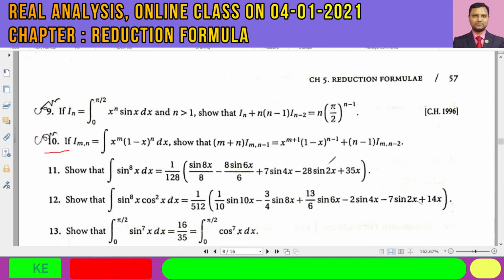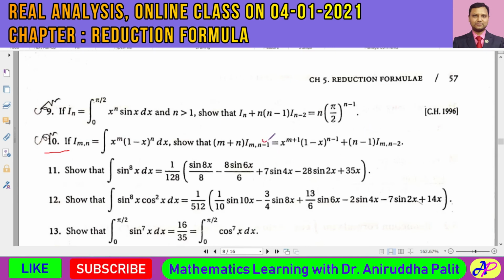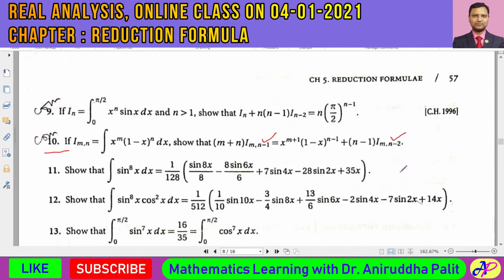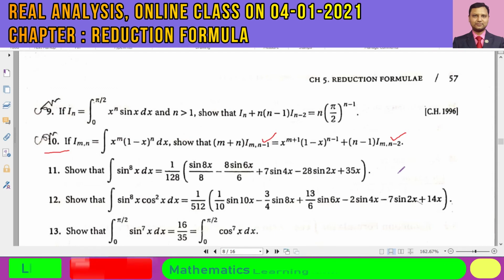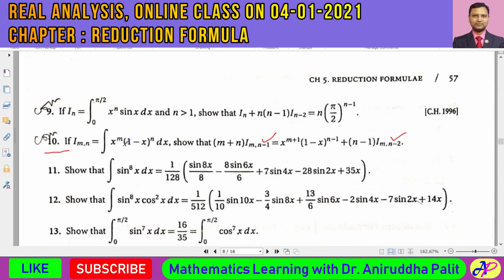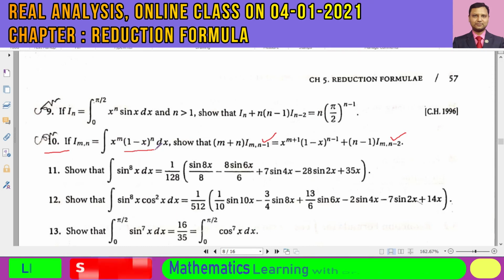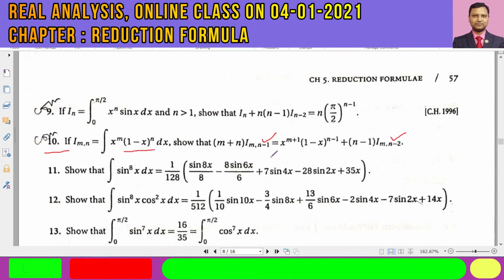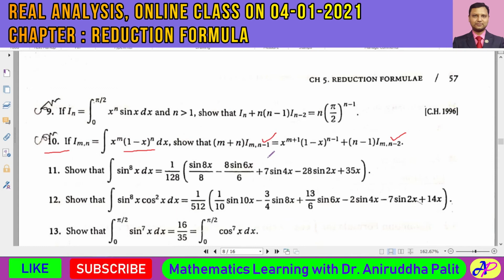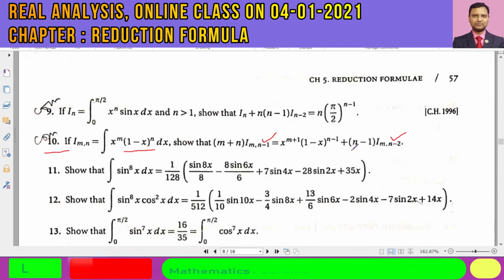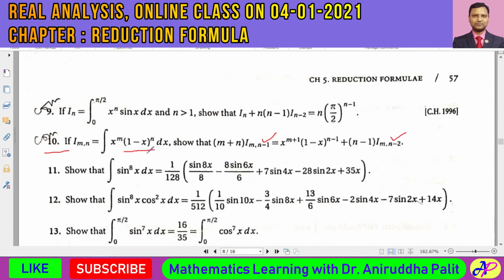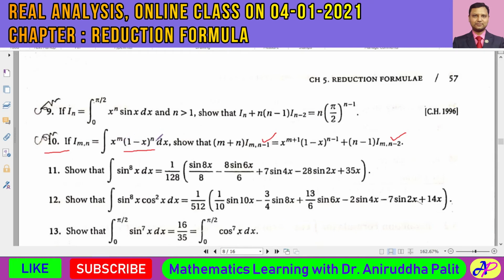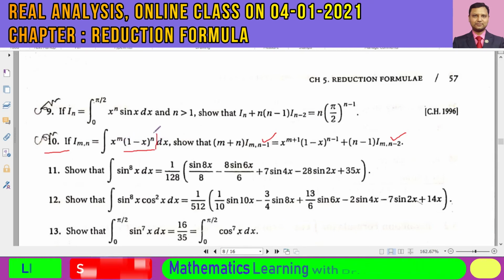What is our observation over here? You see, this n minus 1 is the index on the left hand side, and this index is n minus 2. That means this n is related with the second factor. So this second factor should be differentiated, because after differentiation the power is reduced. So we have to consider this function as the first function, because the first function is differentiated.